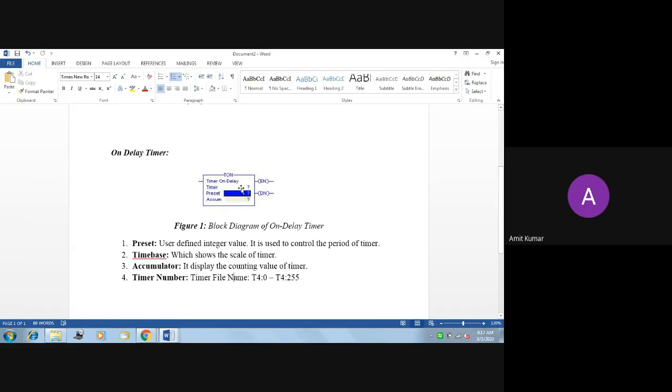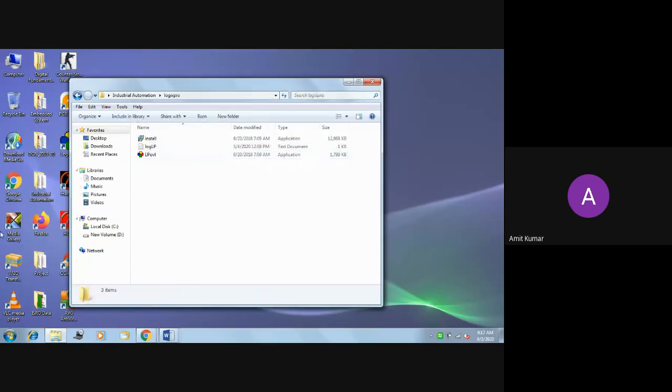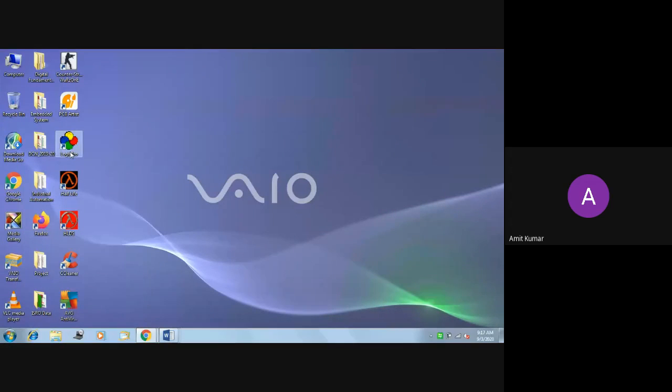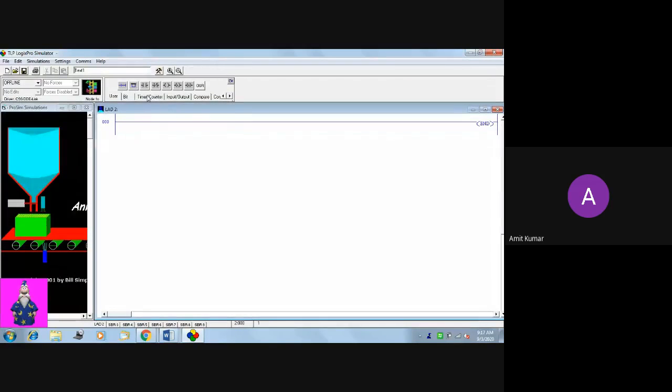And the first one shows the timer file name. So it is either timer 0, timer 1, timer 2, or timer 255. These values will be there. Now we will see this in Logix Pro. So here the timer is there. First we will select the T on timer. So here the T on timer is there. First will be the timer number, so here you need to specify it. Up to 99 you can take any value.